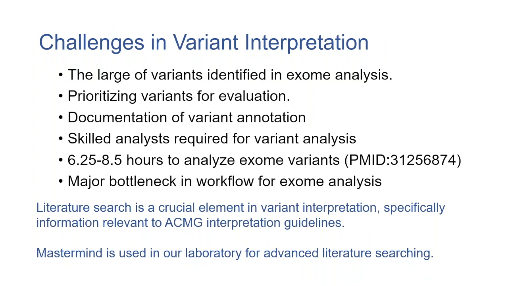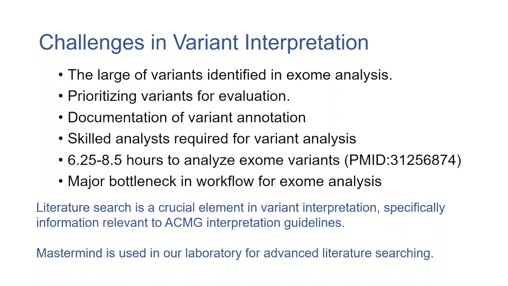So these are some of the challenges we have in variant interpretation. We have a large number of variants that come up in exome analysis. We have to have algorithms for prioritizing these variants for evaluation. We have to document the information we find on these variants to help us in future cases. And it takes skilled analysts in order to do this analysis. In my laboratory, I have 3 PhD people working on this all the time. There have been some publications showing that to analyze an exome can take quite a bit of time, somewhere between 6 and 8.5 hours. Certainly the more we do this, we get better at it. But anything that can decrease the amount of time that we spend analyzing cases is helpful.